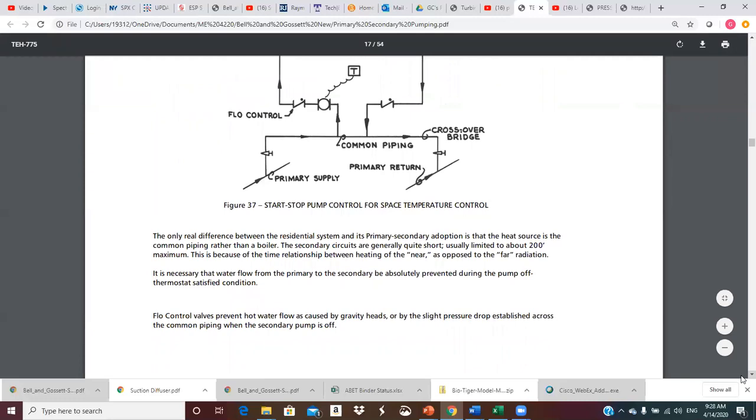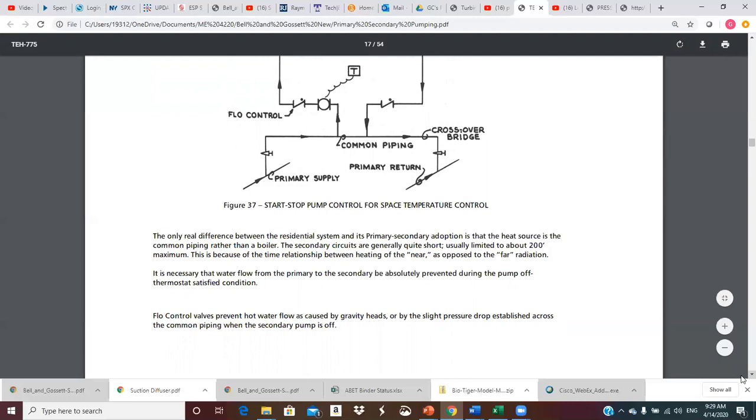Let's see what else he has to say about that. The only real difference between the residential system and its primary secondary adaptation is that the heat source is the common pipe rather than a boiler. In a residence, you would just come directly out of the boiler. The secondary circuits are generally quite short, usually limited to about 200 feet maximum. This is because of the time relationship between heating of the near as opposed to heating of the far radiation.